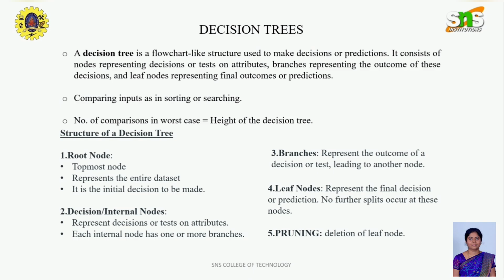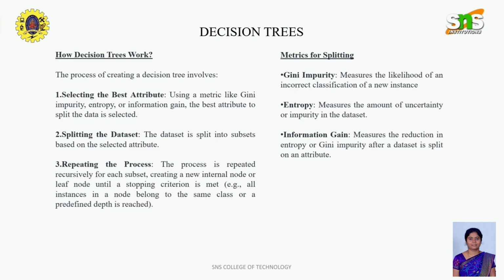So each internal node has one or more branches. These branches help to represent the outcome of a decision. These branches help to lead from internal nodes to the leaf nodes. So coming to leaf nodes, these represent the final decision or prediction. So it has the final answer to the whole algorithm. So there is no further split at the leaf nodes. Well, speaking about leaf nodes, the deletion of a leaf node is called the pruning process.